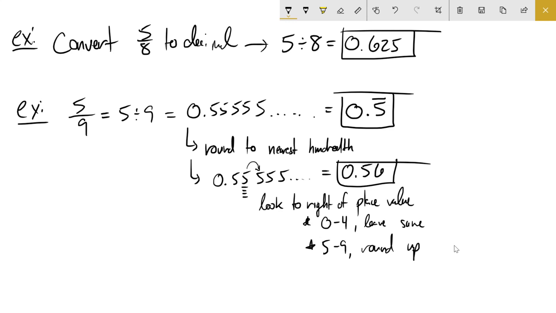Okay. So typically speaking, if I'm asking you to convert fractions to decimals, it'll either be a decimal that ends, a nice decimal, or if it's a situation like this, I would tell you what place value to round to. Okay. So let's try another one. Let's convert 1/3 to a decimal and round to the nearest thousandth.